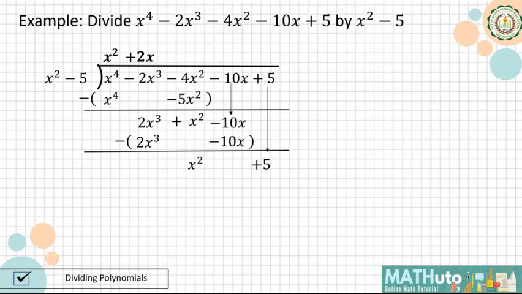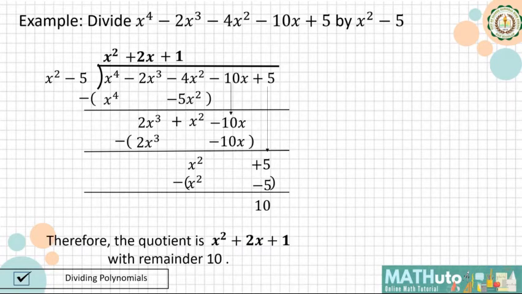Then we have your x squared plus 5 divided to our divisor. X squared divided by x squared is 1. 1 times x squared is x squared, and 1 times negative 5 is negative 5. And then subtracting this, we'll have 10. And now 10 will be our remainder. The quotient is x squared plus 2x plus 1 with remainder 10.